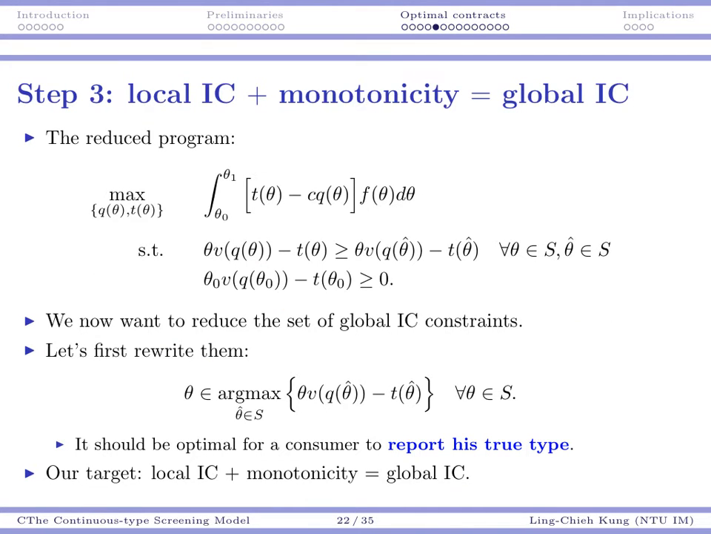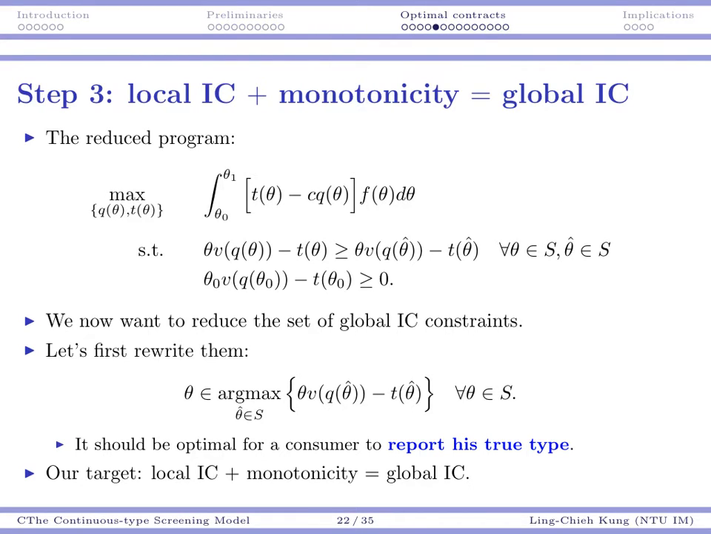So now your reduced problem is here. Objective function the same, IC constraints the same, but for IR constraint you only need one. All others are redundant. Now we're going to reduce the set of IC constraints. Or when we say IC constraints, we are actually talking about global IC constraints. Okay, that's too much. That's too many. We don't need all of them. We're going to reduce them to local IC constraints.